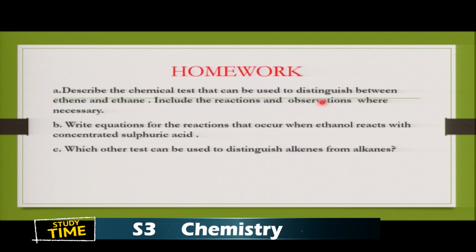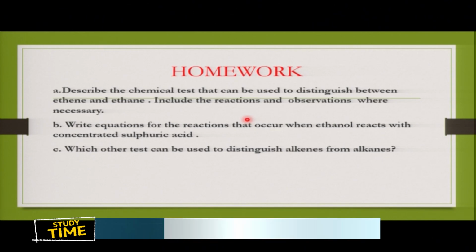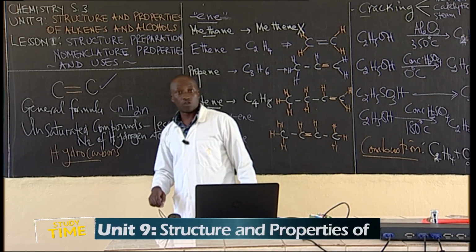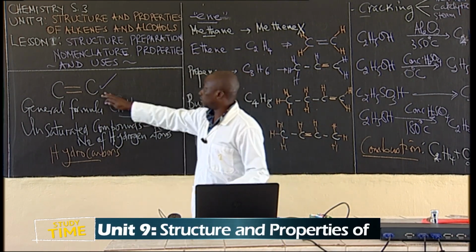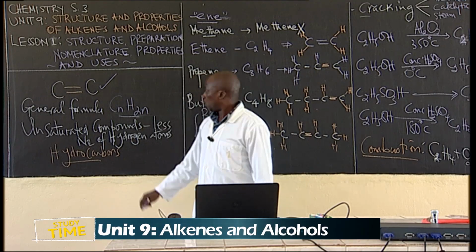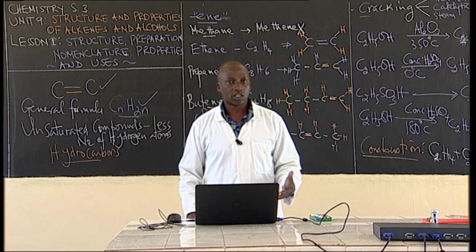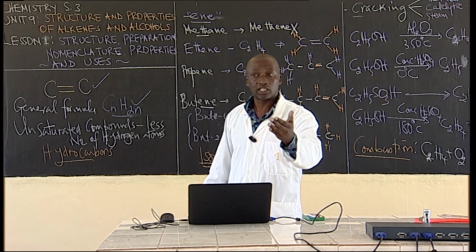Now I will just leave some homework, but before I leave, I just want to take you through what we did from the beginning, or what we were supposed to look at from the beginning. We looked at the general structure of these compounds. These are double bonds. We looked at the general formula of these compounds. You remember the general formula for alkanes as well.